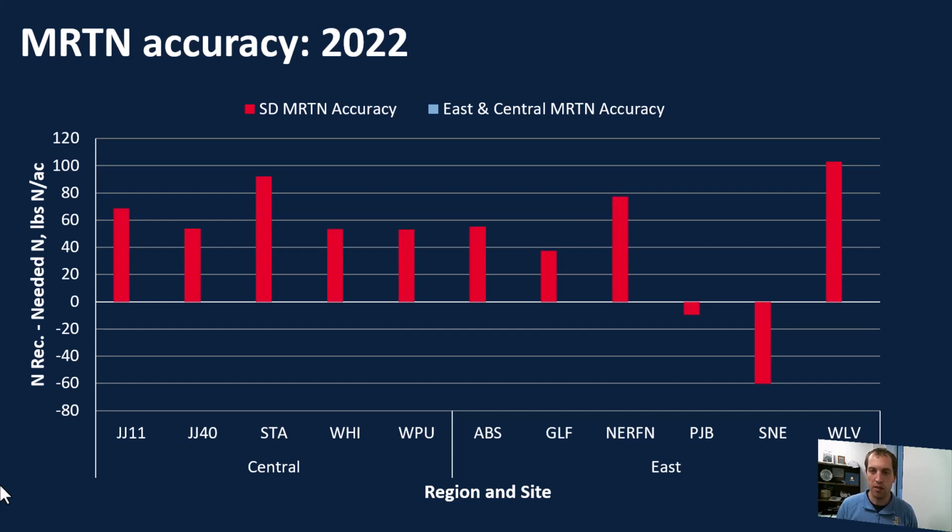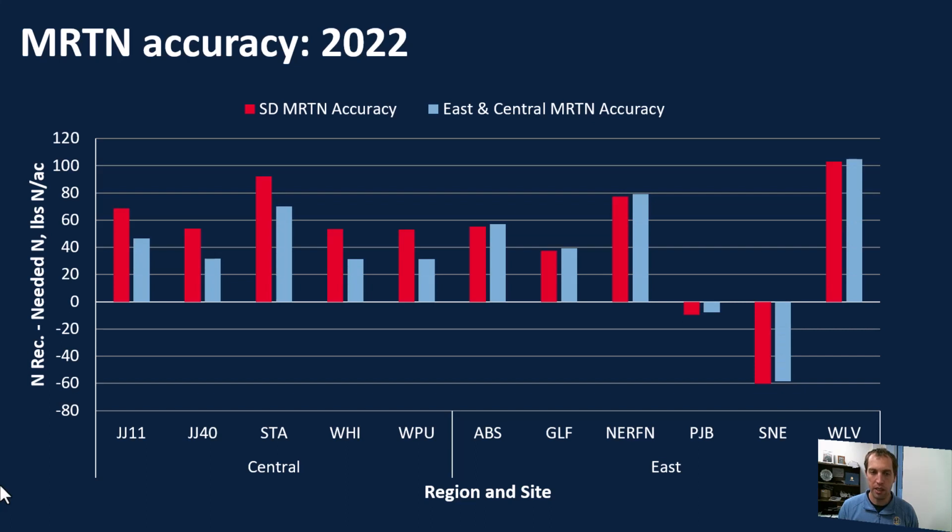If we use east and central South Dakota, we want that line to get closer to zero. We can see over here in these central sites, normally that blue line is closer than that red line, which shows us the central part of the state definitely benefits from dividing the state, whereas the eastern part doesn't show us as much benefit, but it is showing a similar accuracy whether we divide it or not. We definitely need to do that in the central part of the state.